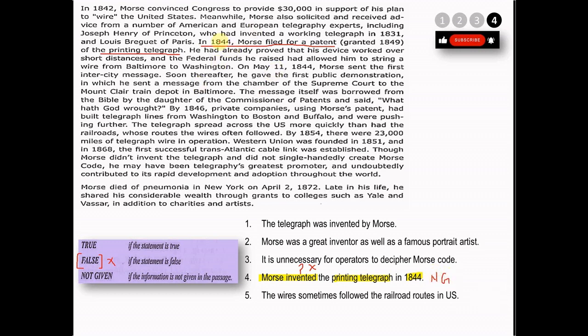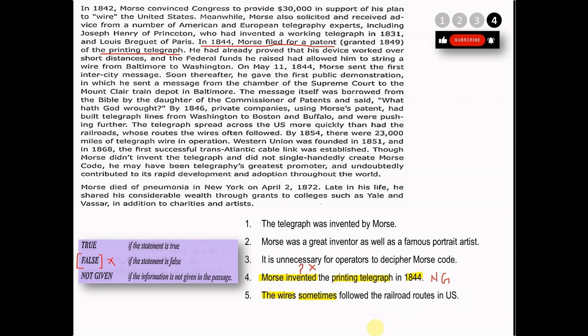He had already proved that his device worked over short distances, and the federal funds he raised allowed him to string a wire from Baltimore to Washington. What we should do now is read the next question. I started reading the passage earlier, but I should not do this. I must read the question first. The wires sometimes followed railroad routes in the US. Again my favorite term here is sometimes.